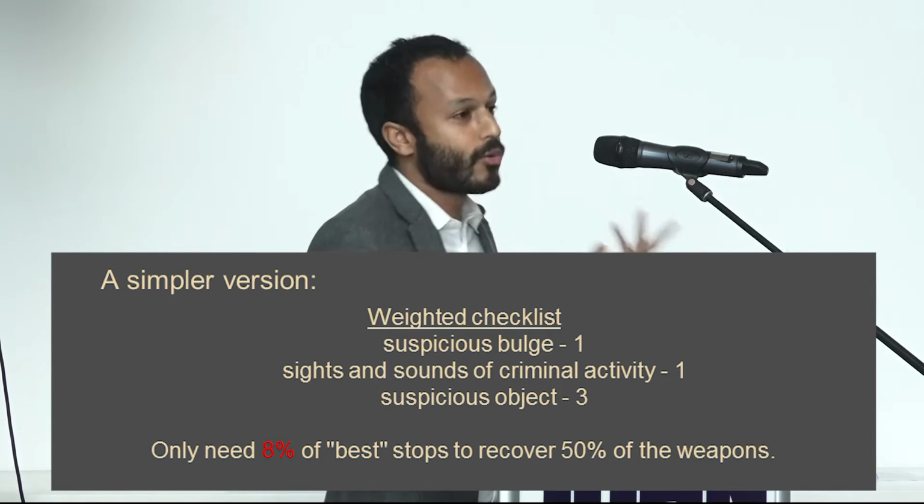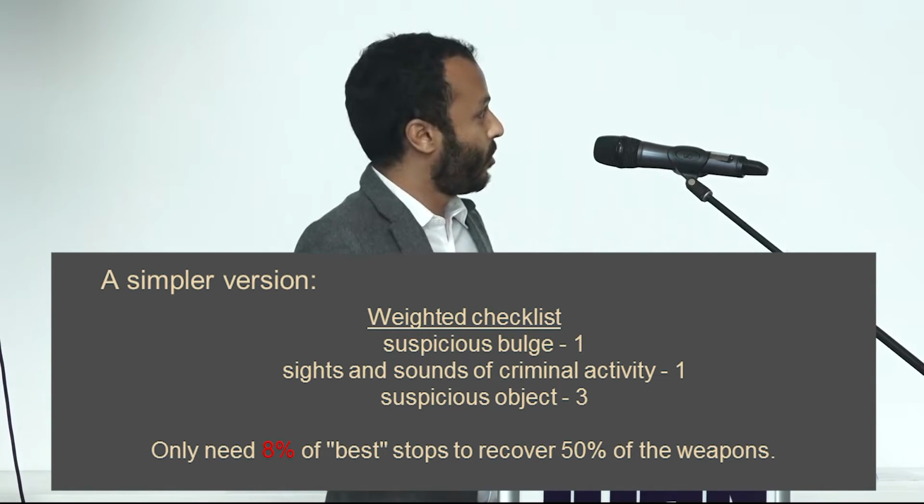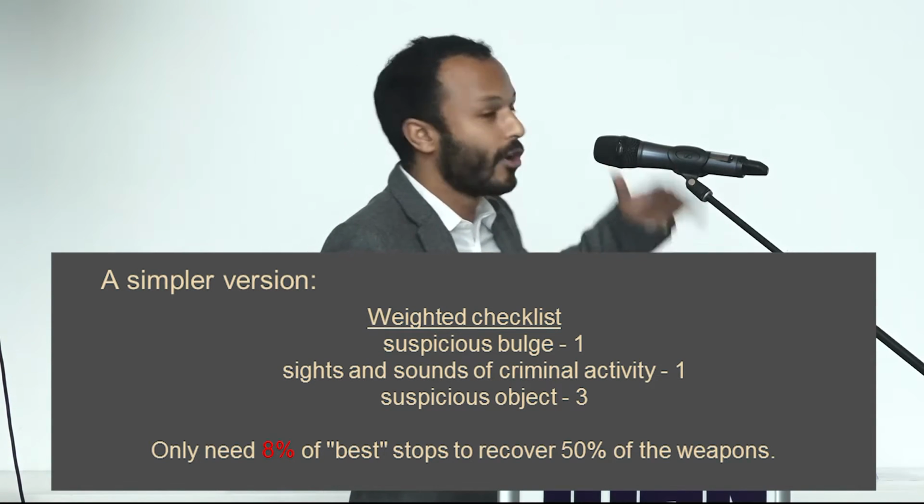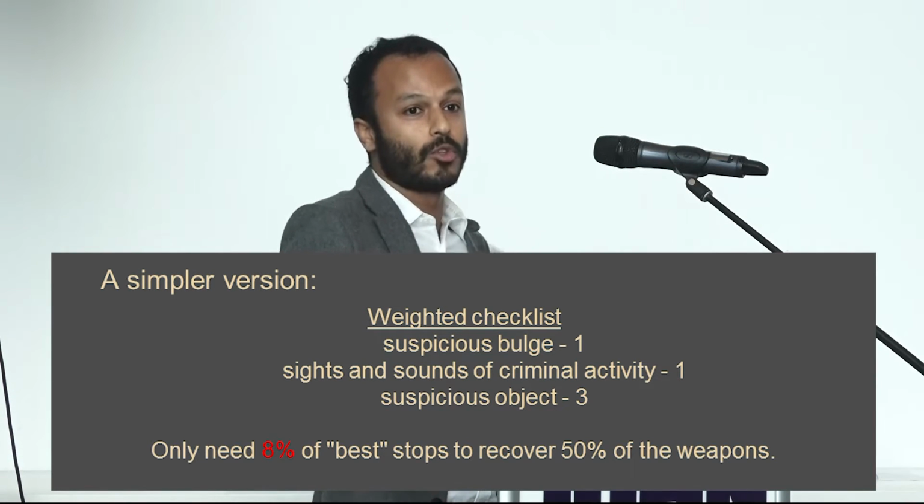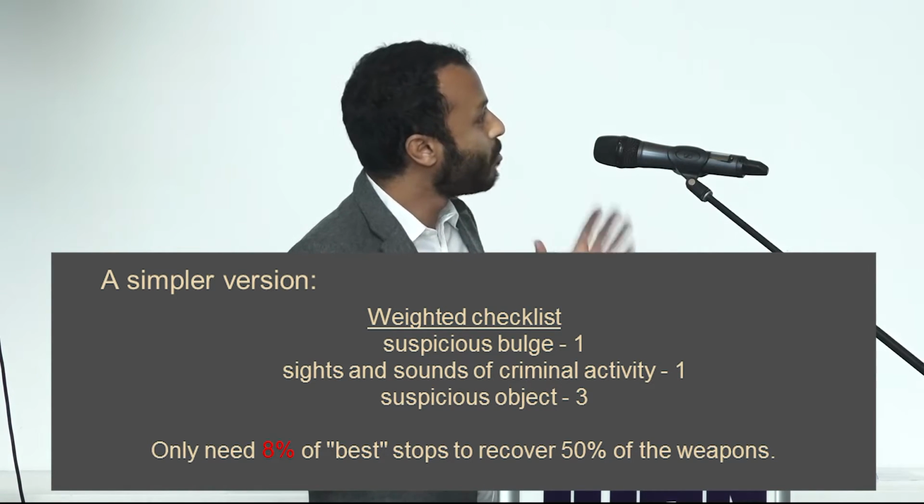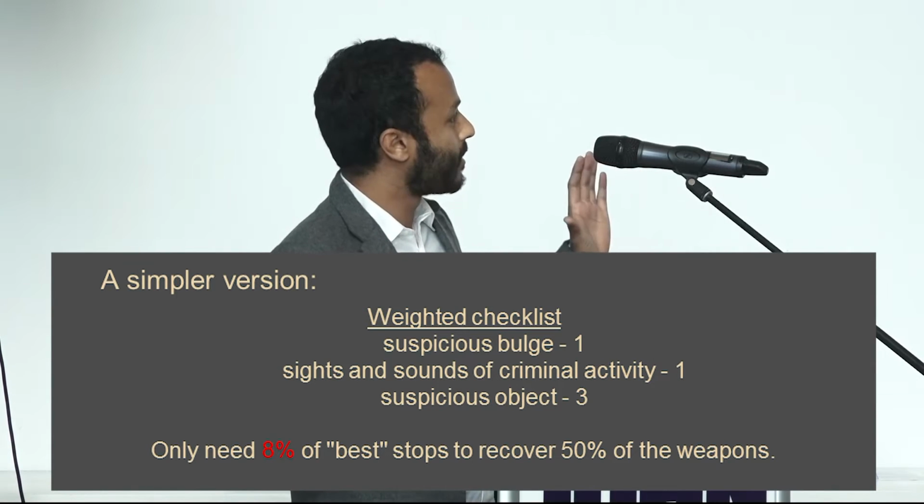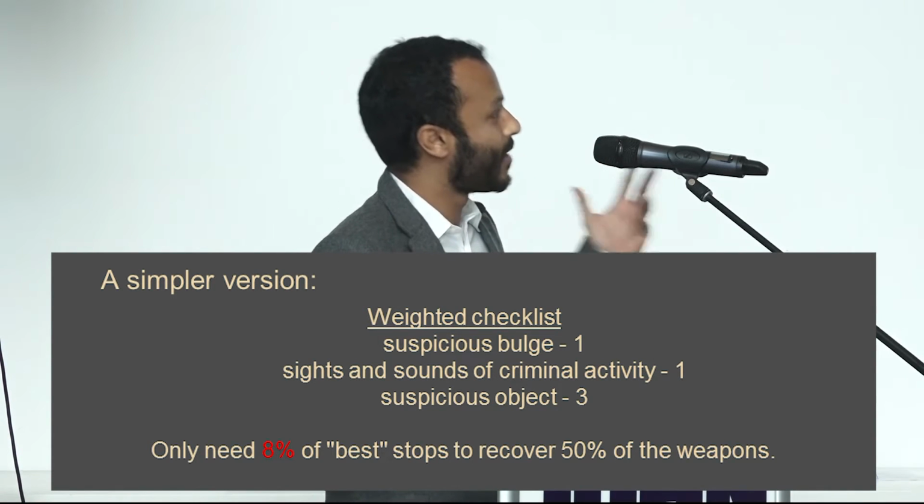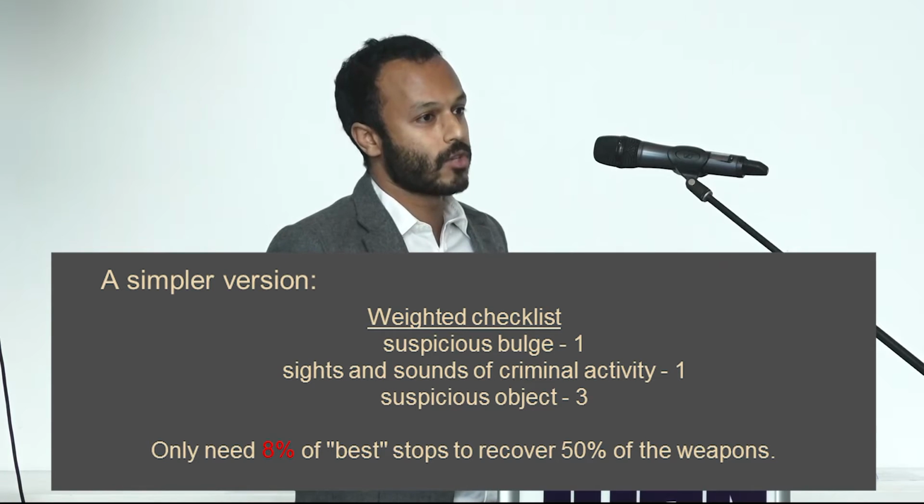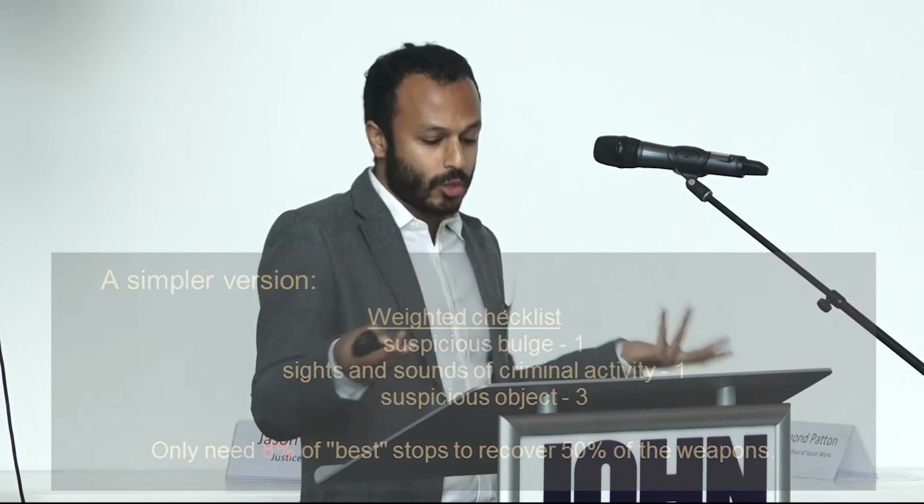Maybe the threshold is 3 in East New York, and so if somebody has a score of 3 or above, the stop is made, and if somebody has a score of 2 or below, the stop is not made. And using this very simple 3-item checklist, we show that you only need to make the 8% of best stops to recover 50% of the weapons. So you basically add 3 small numbers, and you can use this checklist to make many fewer stops. So this is one way that algorithms could be used to inform police stop decisions.